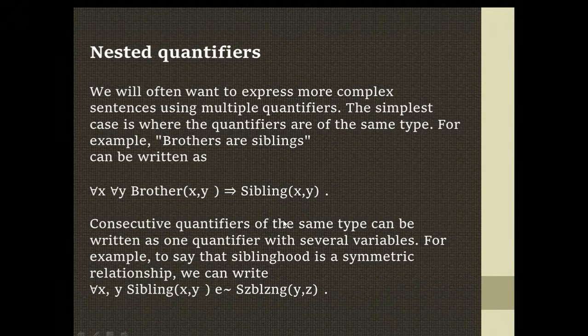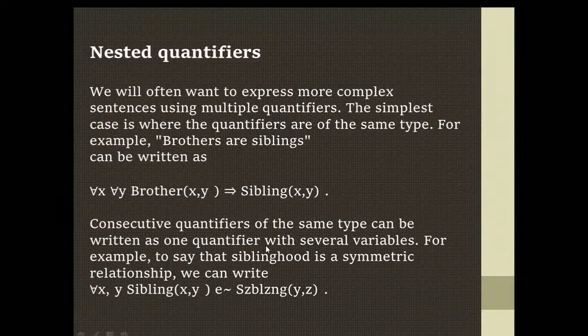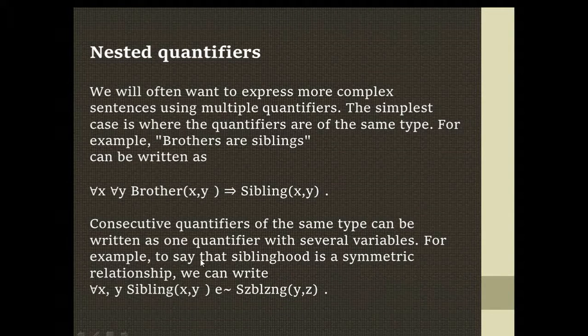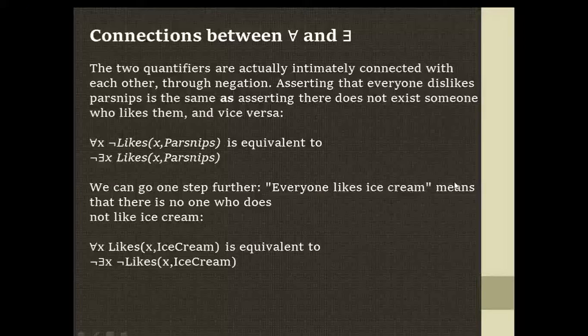Consecutive quantifiers of the same type can be written as one quantifier with several variables. For example, to say that siblinghood is a symmetric relationship, we can write, for all objects x and y, if x is a sibling of y, that implies y is a sibling of x.